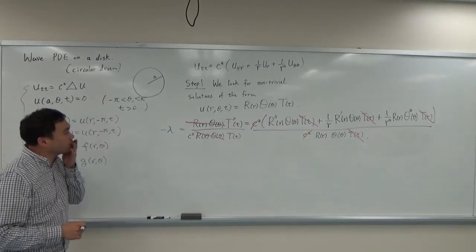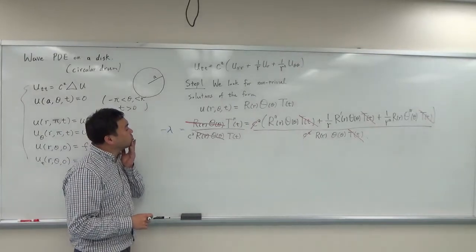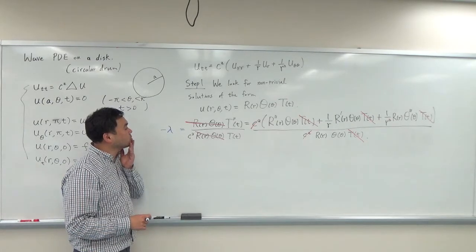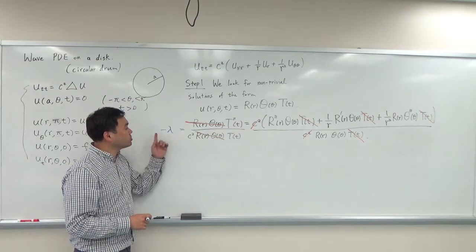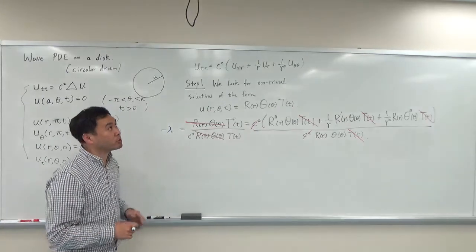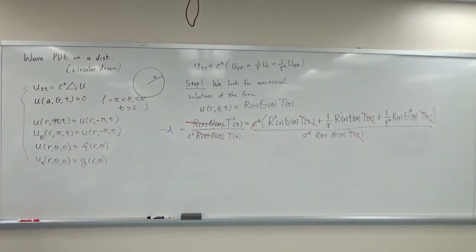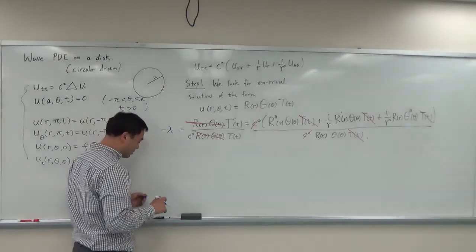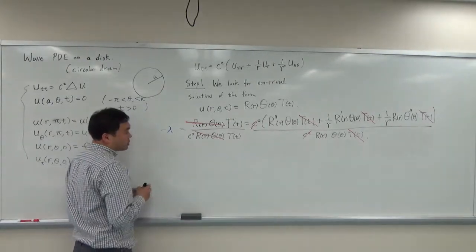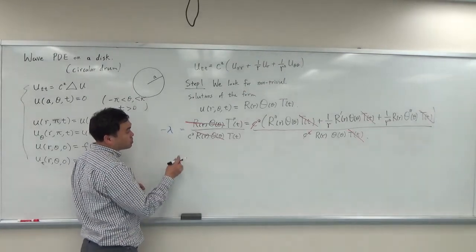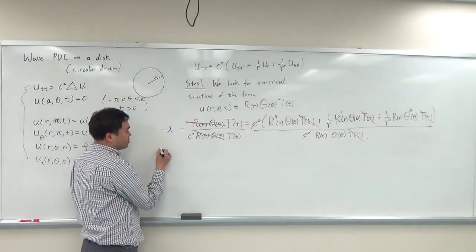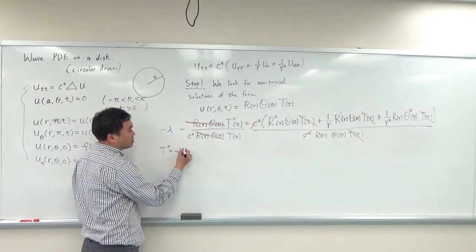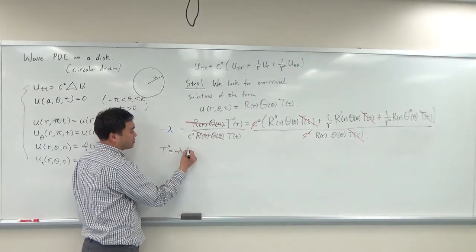Just a minute. Is that what we want? Let's see. T double prime over c squared T equals negative lambda. Sine, cosine. Yeah, alright, so I like that. So I want this to be negative lambda. That's going to split this into two things. One will be on this side: T double prime equals negative lambda c squared T.